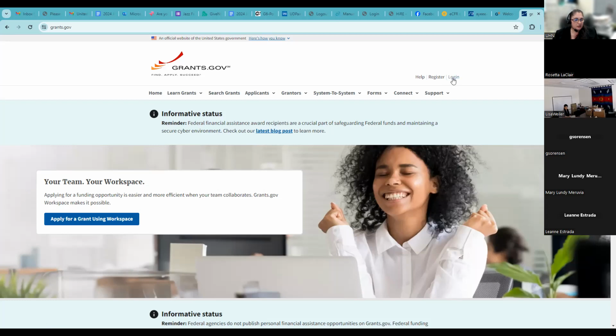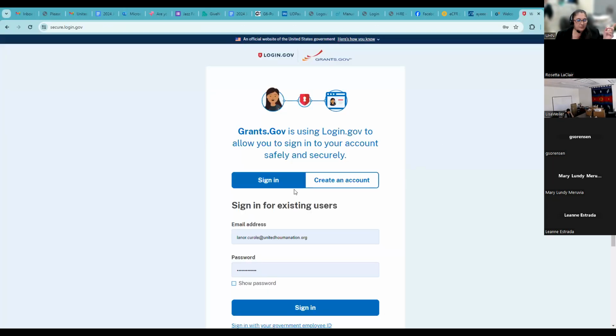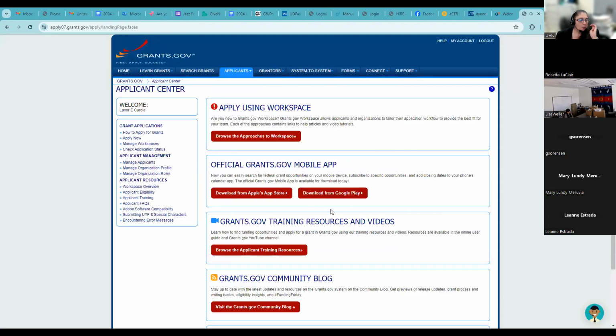You would come here to log in. Everybody has to have their own individual account to be able to get in. They have all of these other little portals, because it's all heightened security on these federal portals now. I use Login.gov, and for me, I have all my stuff saved, and it automatically brings me here.